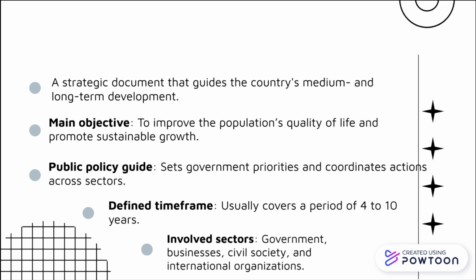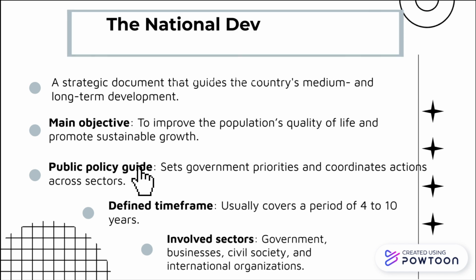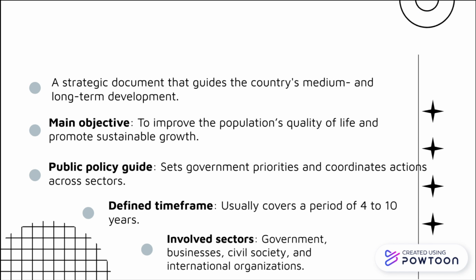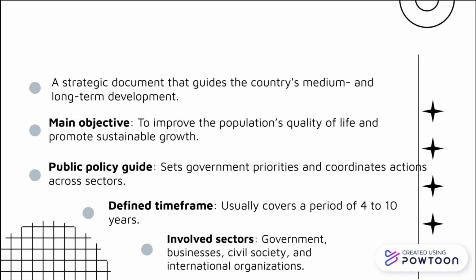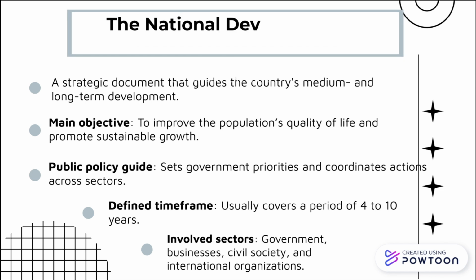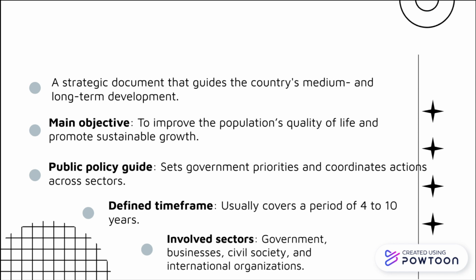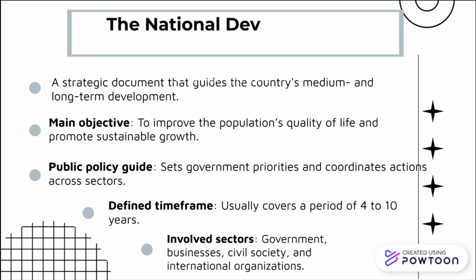Then here we have a public policies guide. It sets government priorities and coordinates action across the sectors. The plan helps the government decide what is the most important, like health, education, or the economy. It also ensures that all parts of the government and society work together toward the same goal.